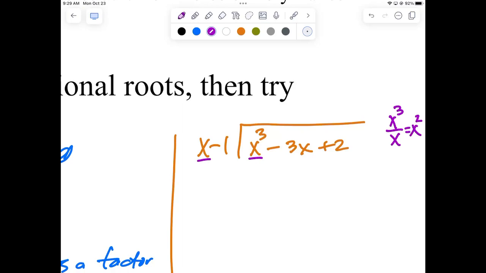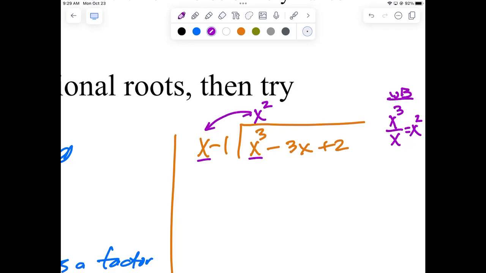X squared. No, it's x squared. X cubed divided by x is x squared. Yeah. We better know that on a Monday morning. What's x cubed divided by x? X squared. Or in other words, how many times does x go into x cubed? X squared times. So we do that first. And notice I did this off to the side. This is my workbench over here.